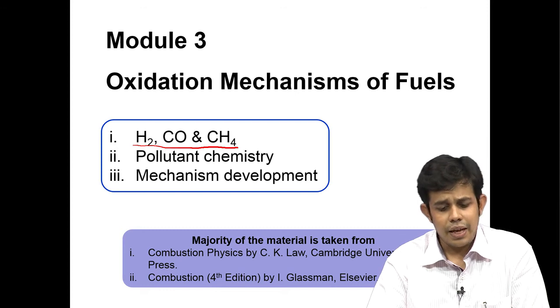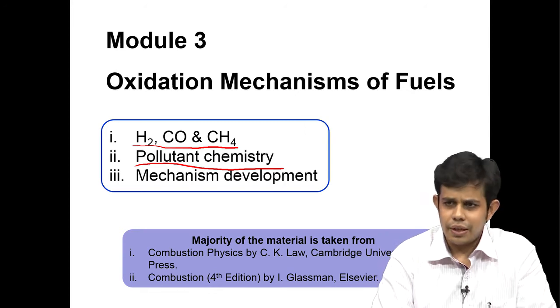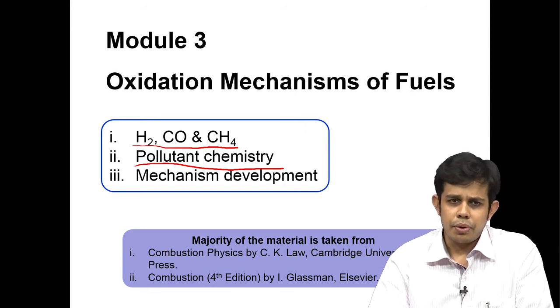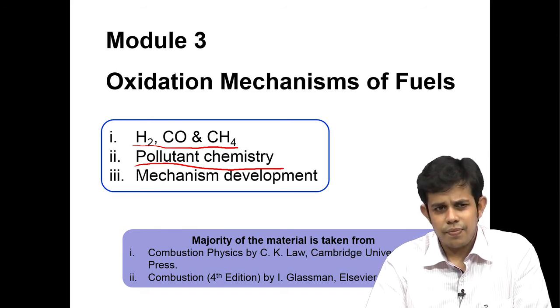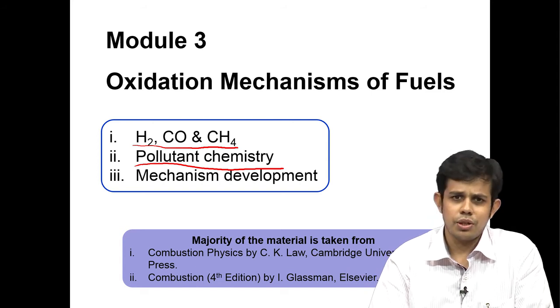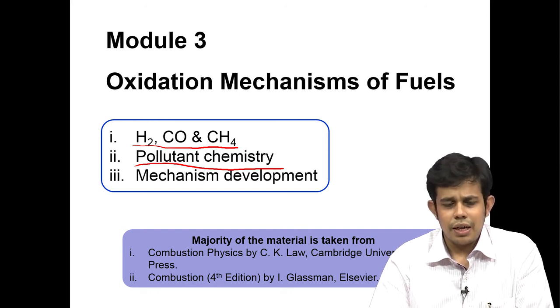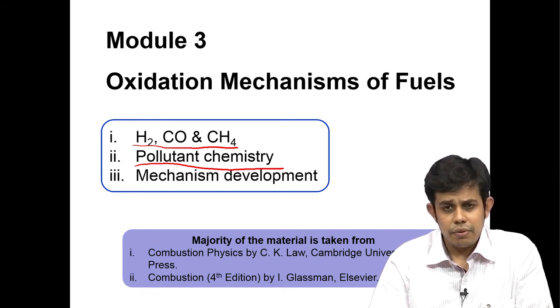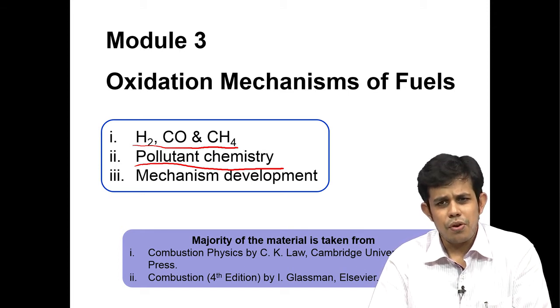So that is the idea, and then we will look into pollutant chemistry. Of course when you design a combustor, you have to ensure two things, basically: number one, it should produce the required amount of power, that it should burn the fuel air mixture that you are sending in, okay, and it should burn cleanly. It should not produce too much NOx and too much soot. So soot and NOx are two major pollutants that are a result of hydrocarbon combustion, and we will try to understand the reaction mechanisms of the formation of those pollutants, and then we will go into mechanism development.